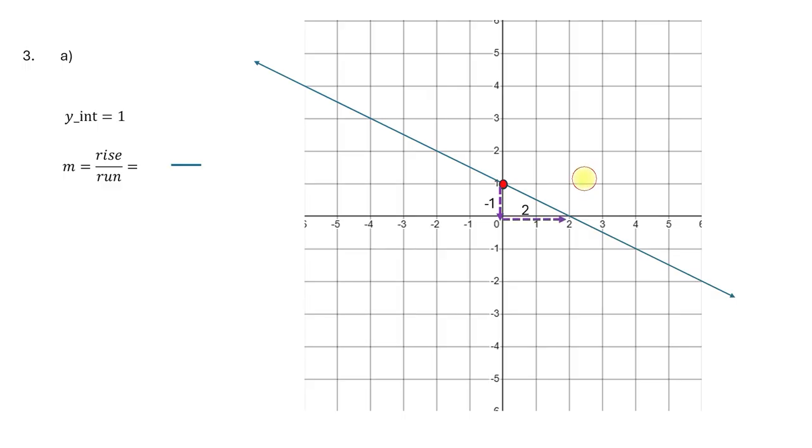So if we go down 1 and over 2, down 1 over 2, we can see that each time it falls on an easy to recognize point. So a rise of -1, a run of 2. We put that into a fraction, we come up with a slope of negative 1/2. So if we know that our y-intercept is 1 and our slope is negative 1/2, then we can write our equation.